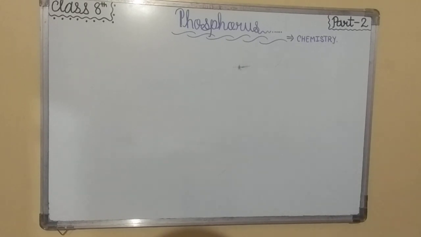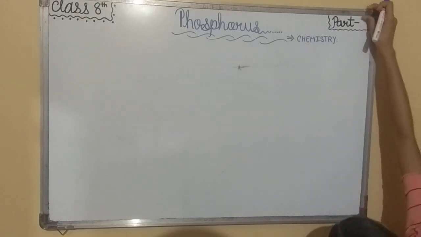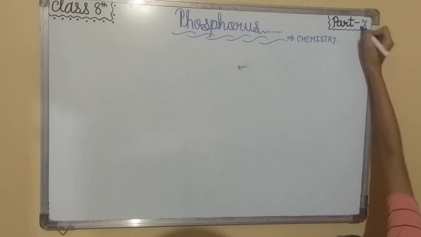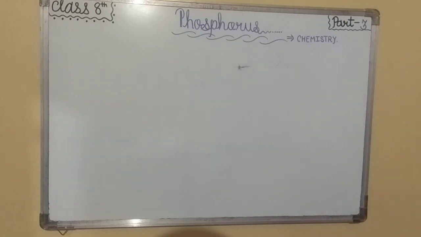Today we will learn class 8 subject chemistry, chapter phosphorus, and this is our part 3. In this part we are going to learn about many things. We'll start with the flow chart of the manufacture of phosphorus by electrical process.